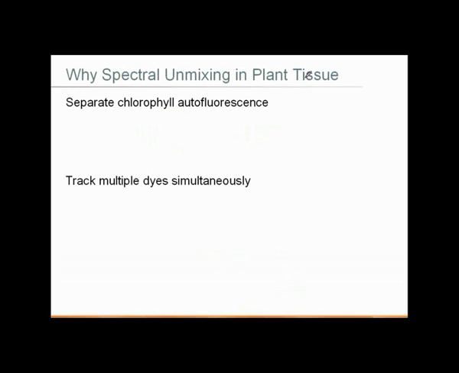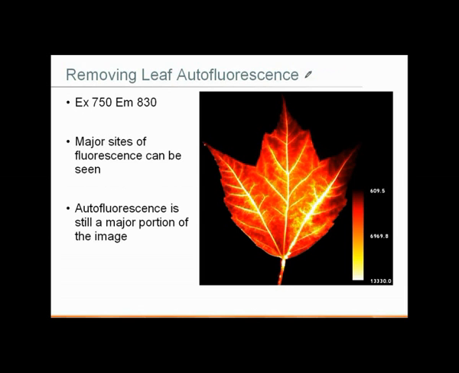So in particular with plant tissue, why would you want to do that? As I mentioned, unlike in animal systems, chlorophyll autofluoresces quite brightly in the red and the near-infrared. And so removing autofluorescence is important not only in the visible, but also in the near IR. You could also utilize it to track multiple molecular probes simultaneously. However, as I mentioned, most people utilize this just for removing autofluorescence.